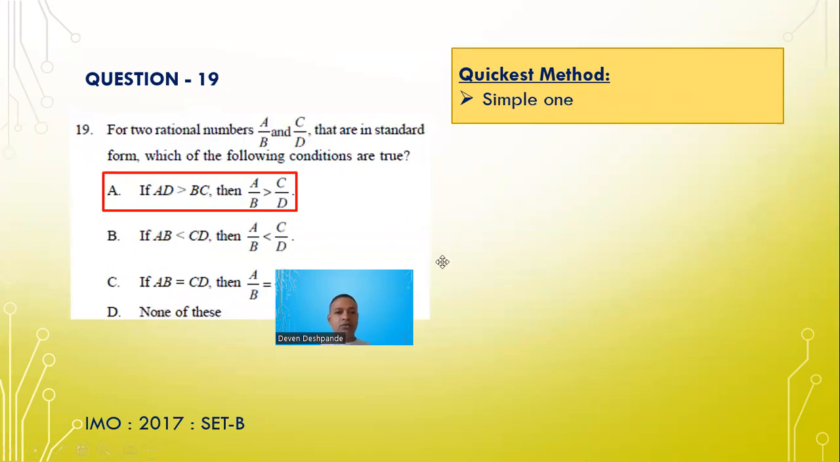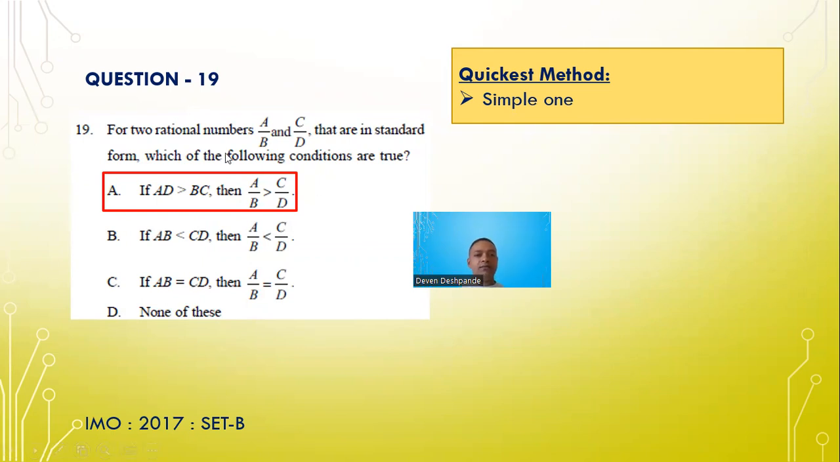Okay. So now, for two rational numbers a upon b and c upon d that are in standard form, which of the following conditions are true? If AD is greater than BC, then a upon b is greater than c upon d, which is obvious, isn't it? Because if you bring b here, it will be division. A upon b will be greater than c upon, if you bring d there, it will be division, c upon d. So a upon b will be greater than c upon d. So this is the correct option.